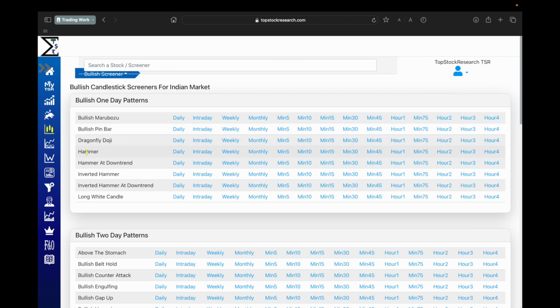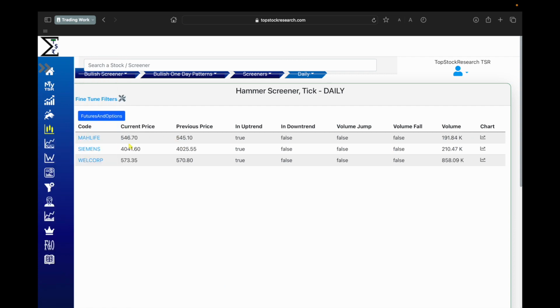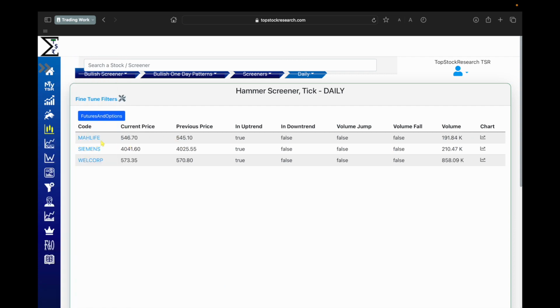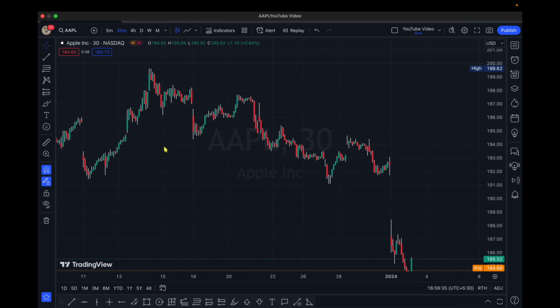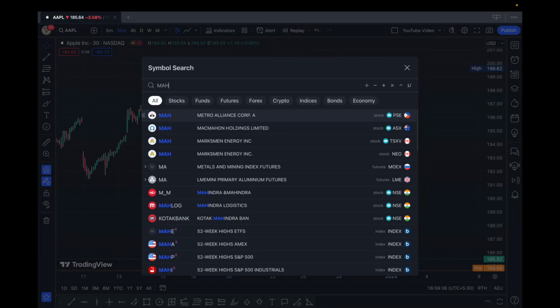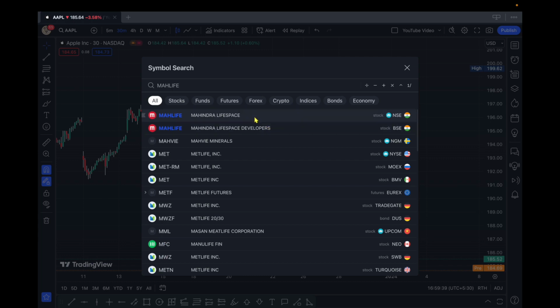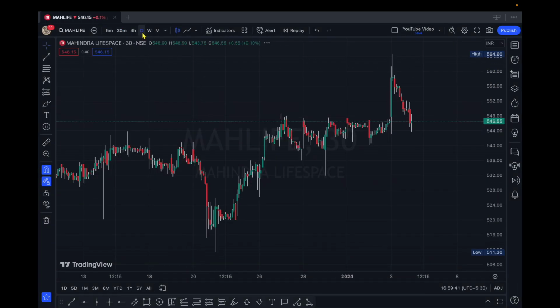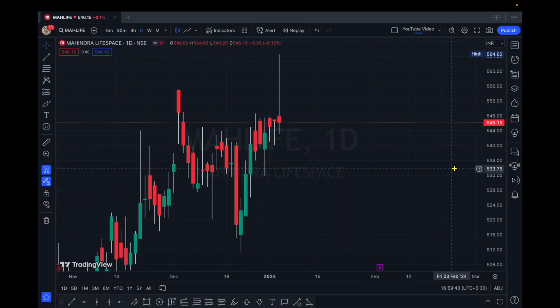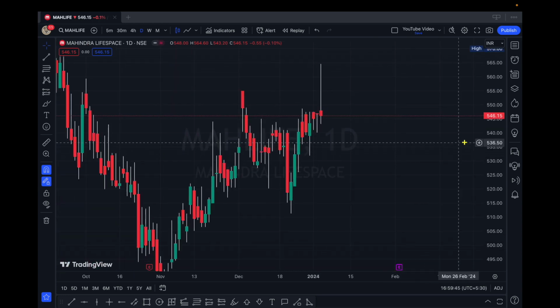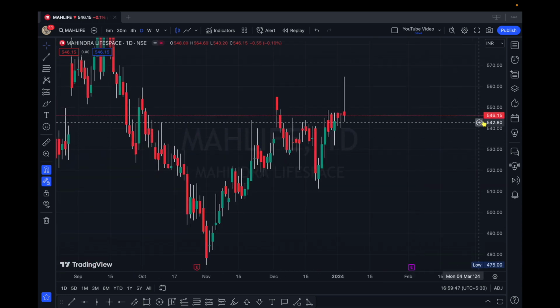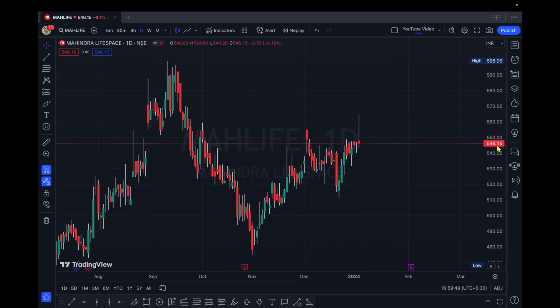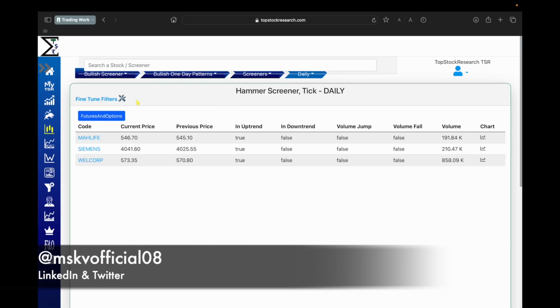For example, I'm going to select the hammer pattern in the daily time frame. Here you can see Mahindra Life. This stock has the hammer pattern in the daily time frame. Let me search it. Mahindra Life Space, in the daily time frame. Here you can see it has the hammer pattern, and the values are a little bit similar to the exact values. Then let me get into another stuff.